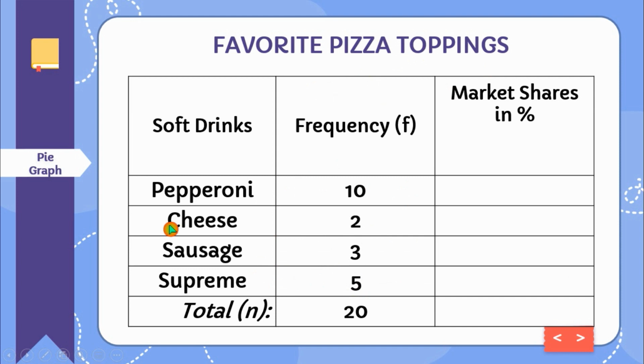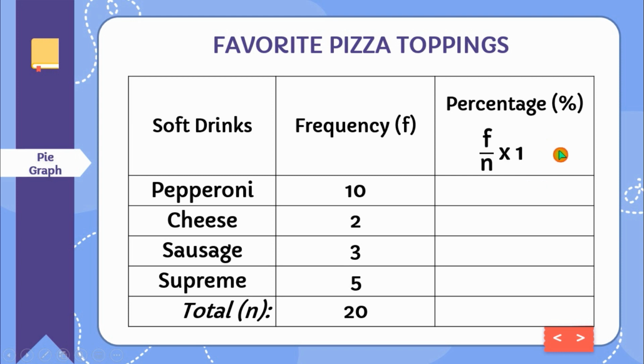Now, pagka ganito yung data natin, kailangan nating mag-add ng another column. Okay? In percentage. How do we compute for the percentage of each frequency that we have here? We use the formula. Frequency divided by n times 100. So, ano yung frequency ng data natin? I-divide lang natin sa total and then i-times natin by 100.